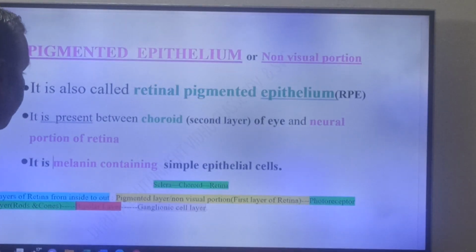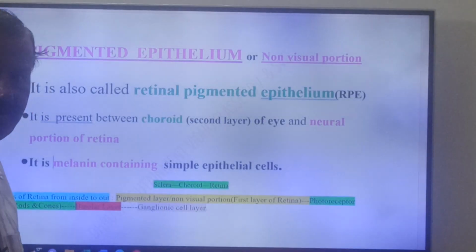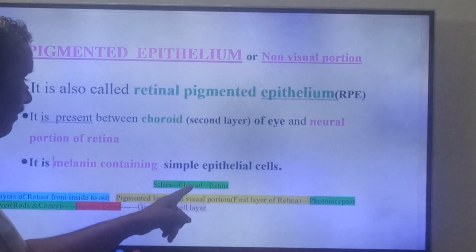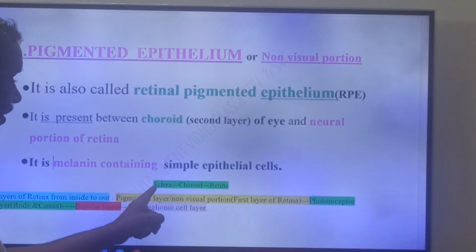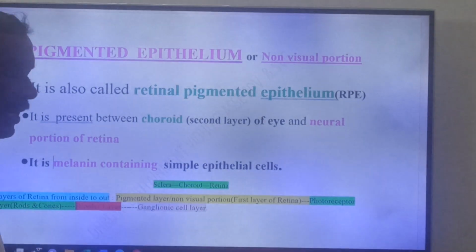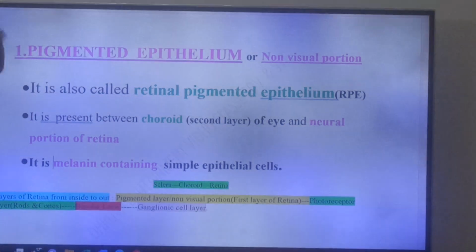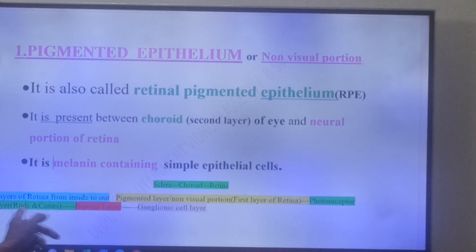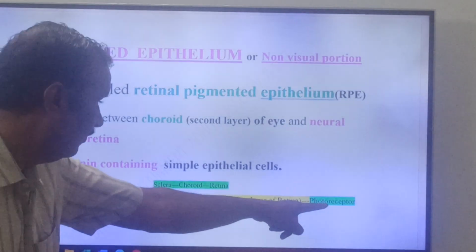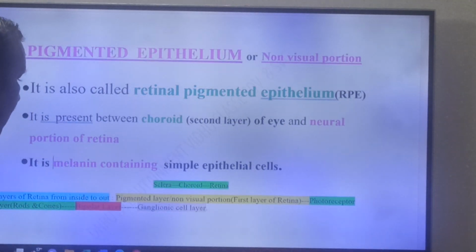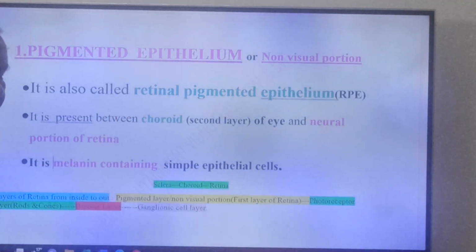Okay friends. Now, see friends, please don't write this in your IPE. Sclera, outer layer of the eyeball. Choroid, middle layer of the eyeball. Retina, inner layer of the eyeball. Sclera is also called fibrous coat. Choroid is called vascular coat. Retina is called what, friends? Nervous coat. Okay friends. Now see, layers of retina from outside to in: pigmented layer or non-visual portion, photoreceptors, bipolar layer and ganglionic cell layer. Friends, please don't write this in your IPE. This is for your EAMCET and NEET.